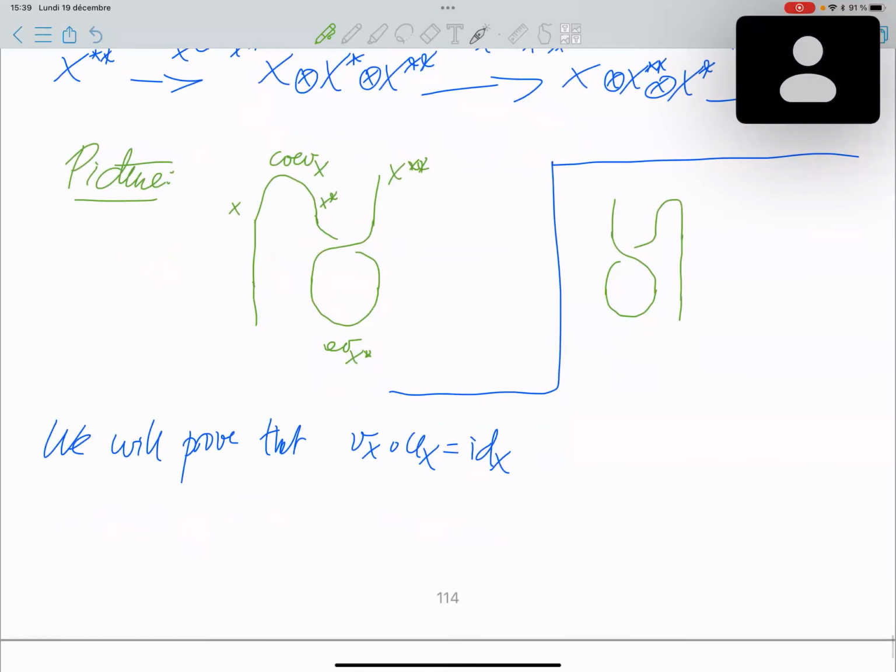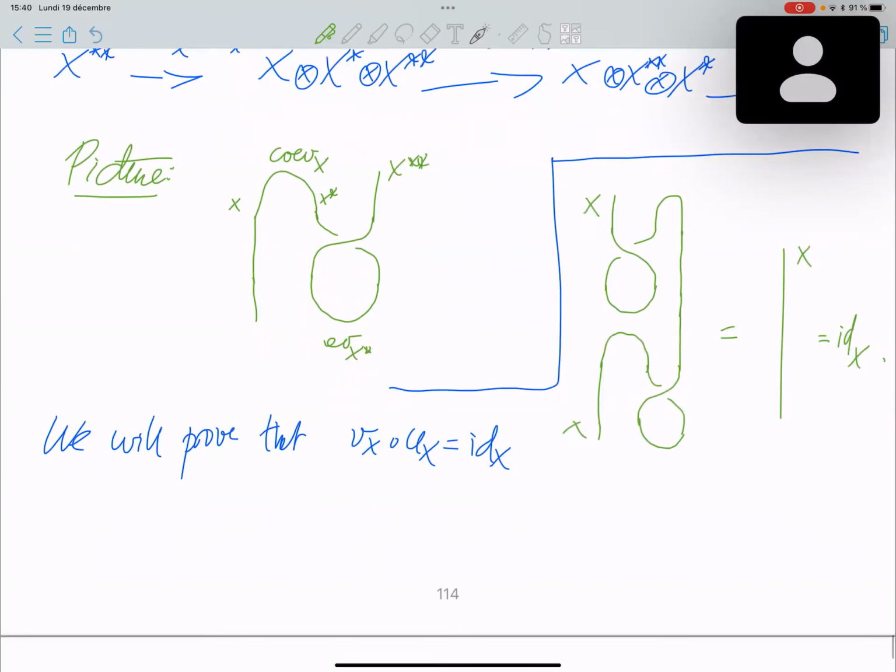So you draw the same picture as before, like that, with the reverse braiding, like that. So you start from X, you go to X. We want this to be the identity. So we want the proof. We will start from that, make manipulations, and we will get that.